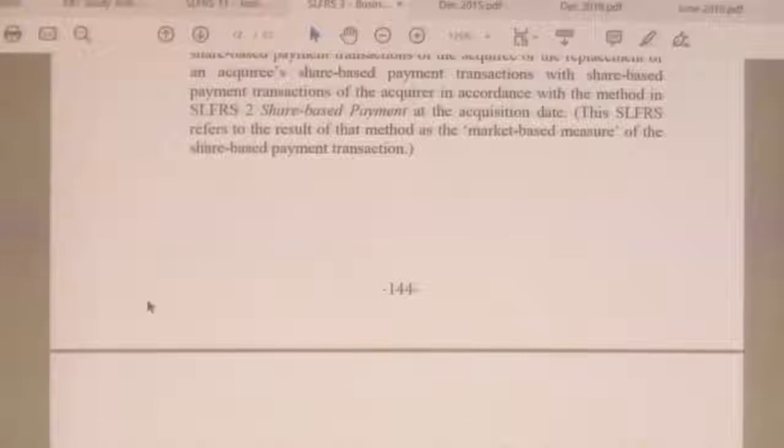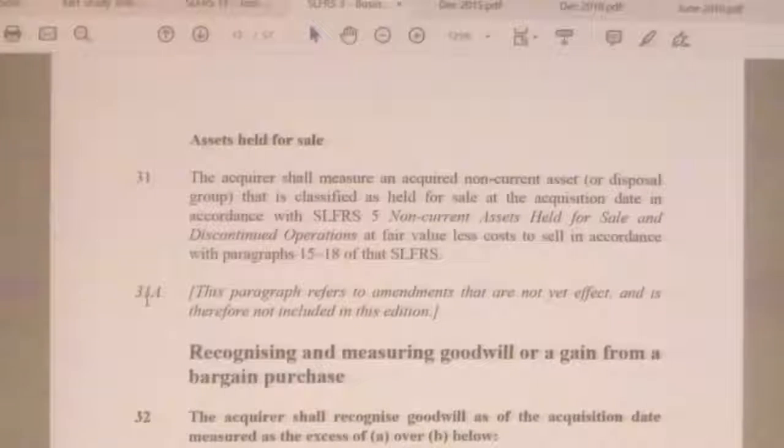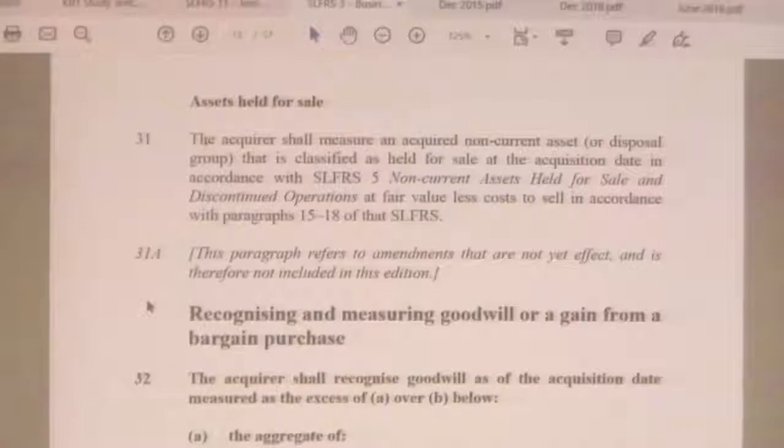I am taking only the important things: share-based payments, and assets held for sale. Assets held for sale. Exceptions, right? Assets held for sale. Right. That's all. Now, Suraj, better if you can take the screen.